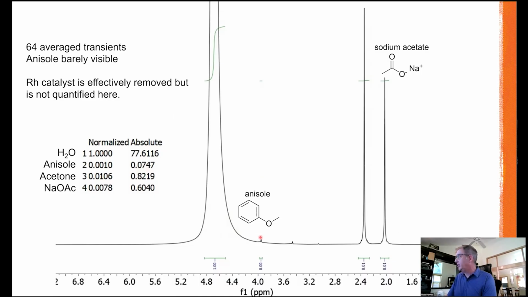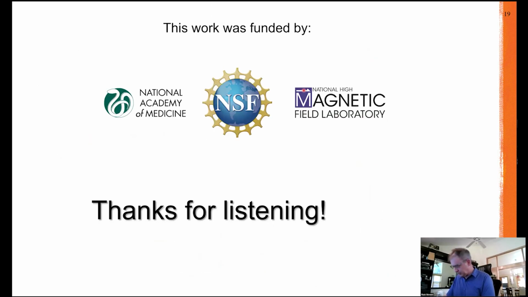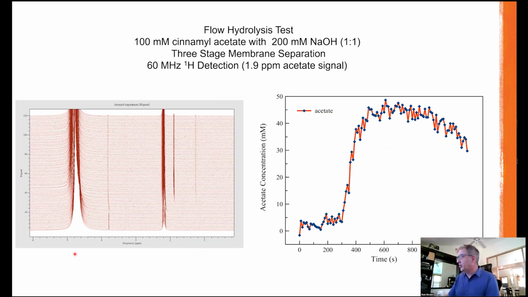You can see the peak here. This is sodium acetate that was separated, and here's the acetone peak, and here the anisole peak and the water peak. The separation was done in protonated water. Finally, let's see. Oh, I skipped a slide. I want to just demonstrate that we've been able to carry out the flow hydrolysis followed by separation, and one can detect the sodium acetate peak here at 1.9 ppm growing in.